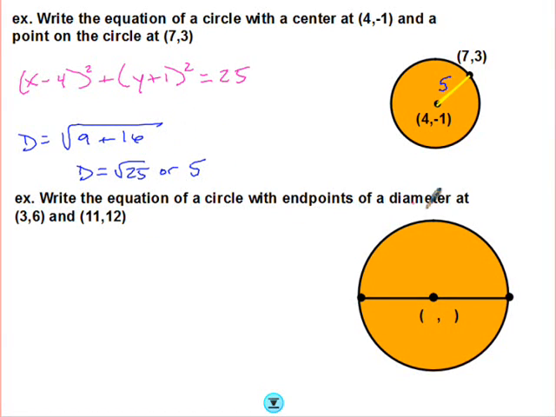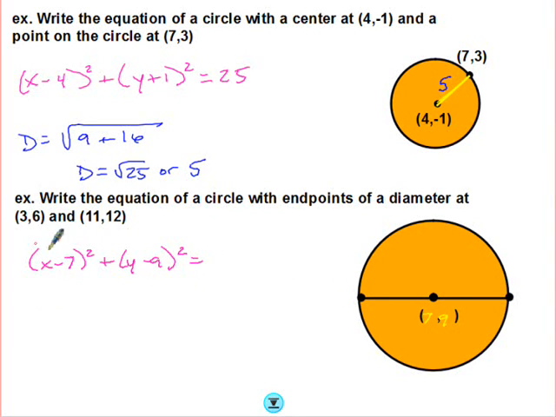Write the equation of a circle with endpoints of a diameter at (3, 6) and (11, 12). Well, here we're going to have to use the midpoint formula first. The midpoint formula is very simply the average of the x's and average of the y's. So 3 plus 11 is 14. 14 divided by 2 is 7. And then 6 plus 12 is 18, and 18 divided by 2 is 9. So there's the beginning of our answer. We have (x - 7)² + (y - 9)² equals, now we need the length of the radius.